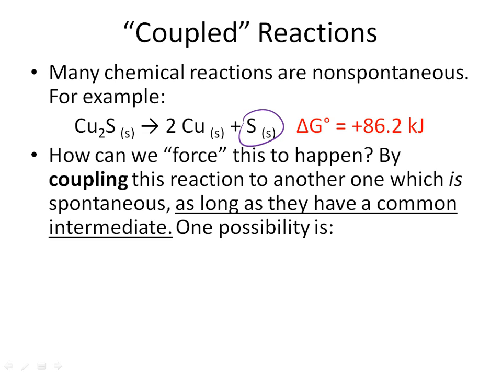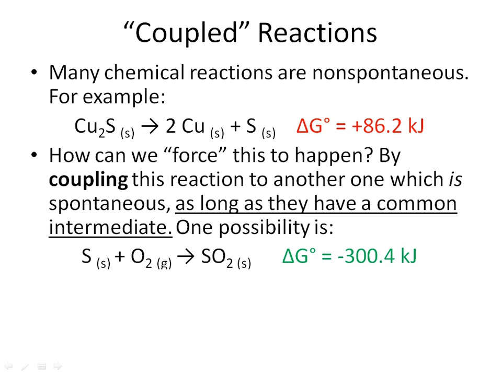And here's a possibility. Sulfur reacts with oxygen to form sulfur dioxide. Now this is kind of a pollutant, but who cares? Just kidding. We see the delta G for this reaction is quite negative. So we've taken a non-spontaneous reaction that we want to occur, and we're making it occur by coupling it with a spontaneous reaction. So do you see that all of the sulfur that is produced in the first reaction is going to be used up in the second reaction?